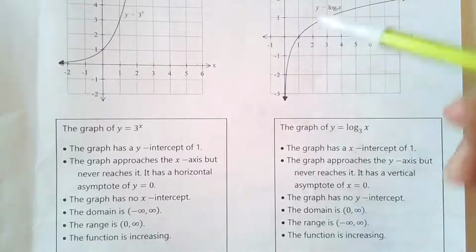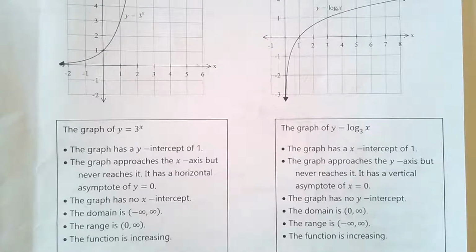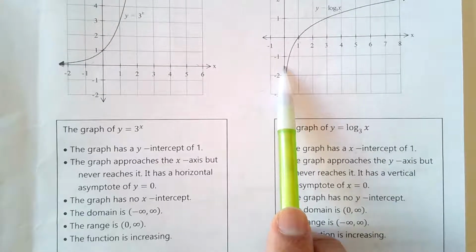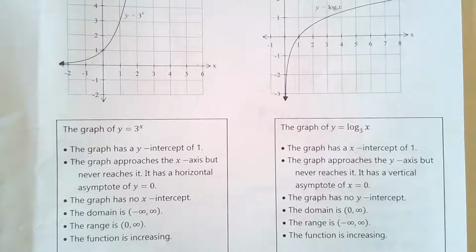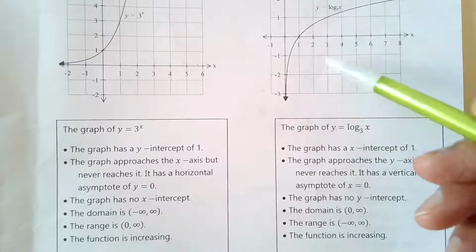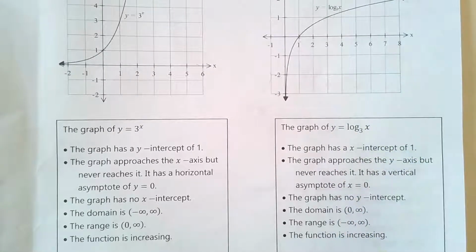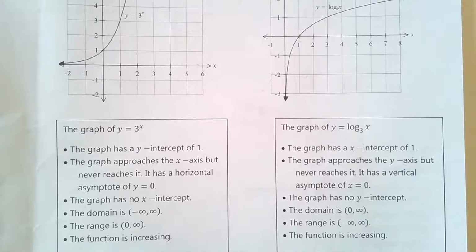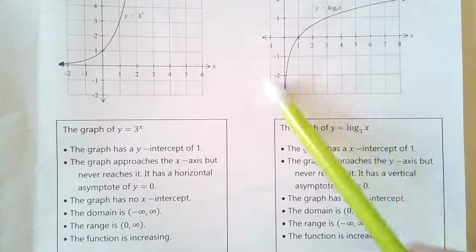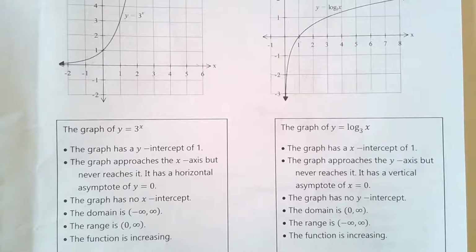There's no y-intercept because the asymptote is the y-axis. The domain, therefore, is from 0 to infinity, x is greater than 0. And the range, because the graph goes from negative infinity up to positive infinity, is all the real numbers. The function is increasing because as x increases, y increases. So that's a little review of the general log function. We'll use this to get our transformations, so have this handy as a reference.